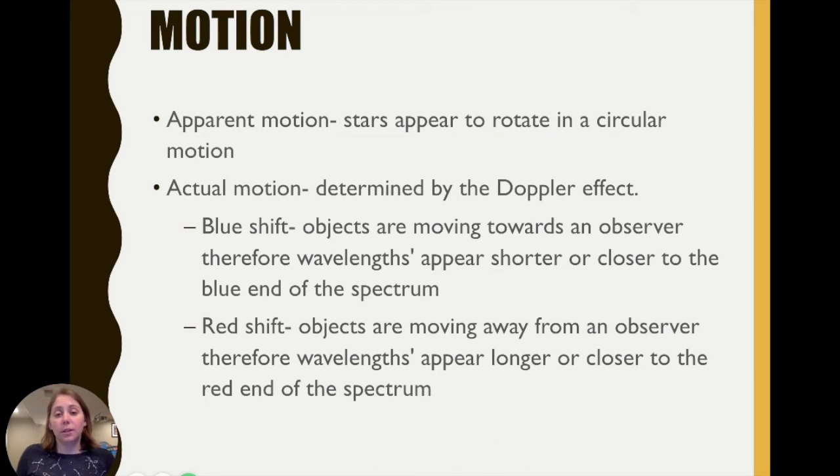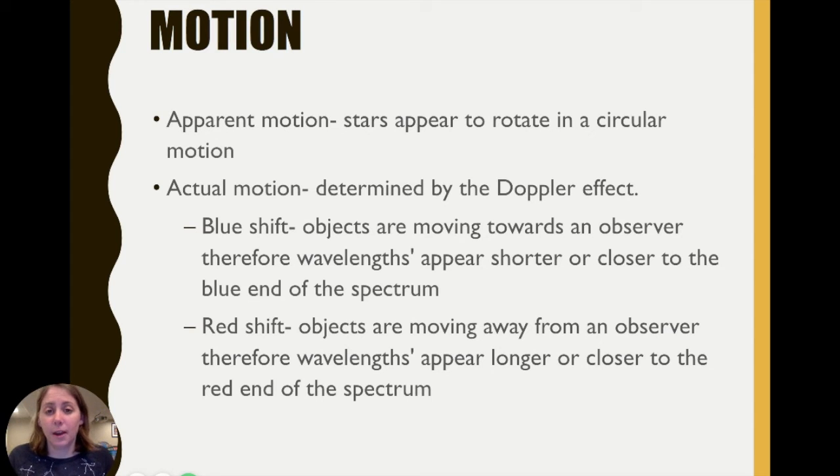Now we can use these spectroscopes to figure out not only the composition of a star or the ratio, I can also figure out what direction the star is moving and how fast. How cool is that? That's amazing. Okay, so we use what's called the Doppler effect.